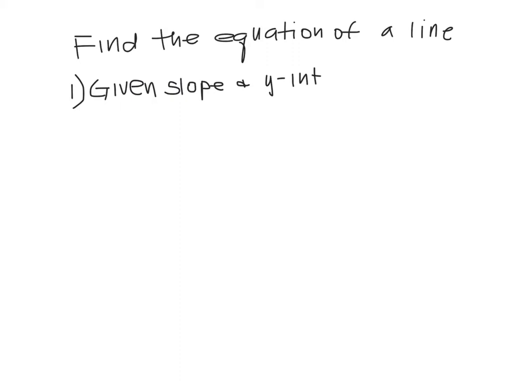Okay, so we're going to look at finding the equations of a line, a linear function, given different pieces of information. So we'll start off with being given a slope and a y-intercept. So let's say we're given that slope is equal to 1/4 and b is equal to 5. All right, the y-intercept is 5.